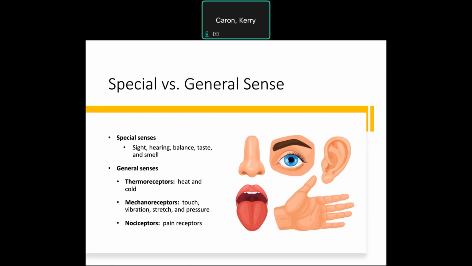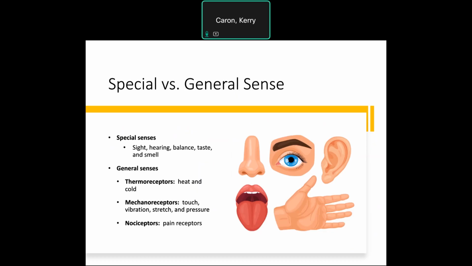We have two different kinds of senses, special senses and general senses. Special senses are sight, hearing, balance, taste, and smell. You might not have thought of balance. General senses are just what they sound like. They're more general. They don't necessarily have their own specific organ.